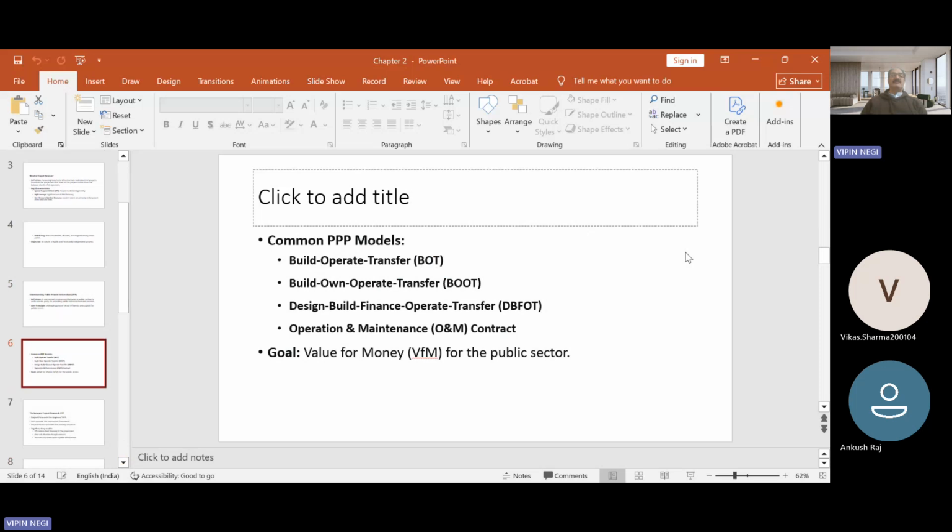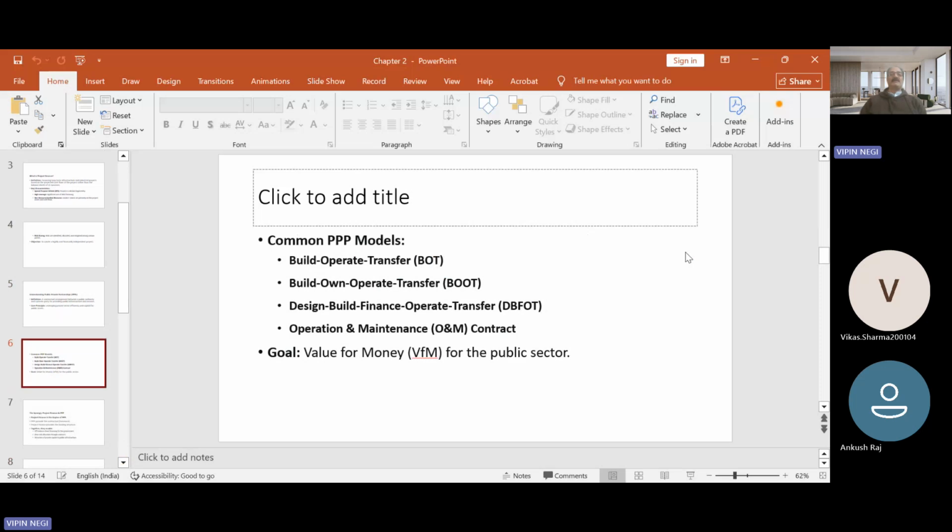So PPP models commonly are build, operate, and transfer, in short called BOT. BOT models are either user fee based or annuity based. So both can be there. Either a user fee is applied later on, or you have some kind of fixed amount for providing these services free, and then after that you start charging prices for that. That is BOT.